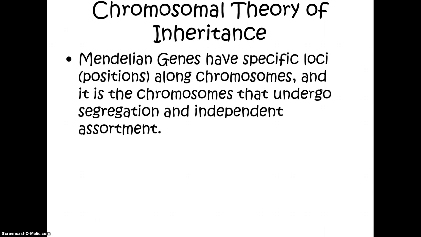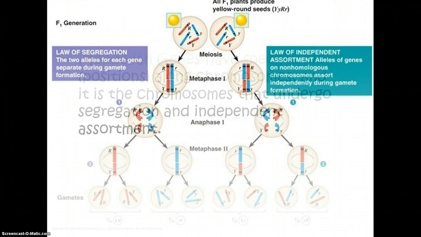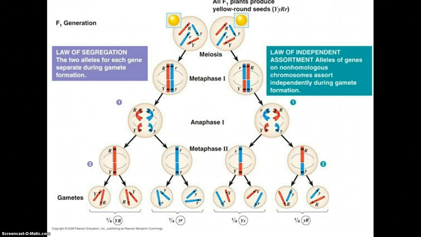So what is the chromosomal theory of inheritance? Well, that is that Mendelian genes have specific loci, or locations, along the chromosome, and it is the chromosomes themselves that undergo segregation and independent assortment. The chromosomal theory of inheritance states that the behavior of chromosomes during meiosis and fertilization accounts for the patterns of inheritance. Okay, so take a look at this picture.